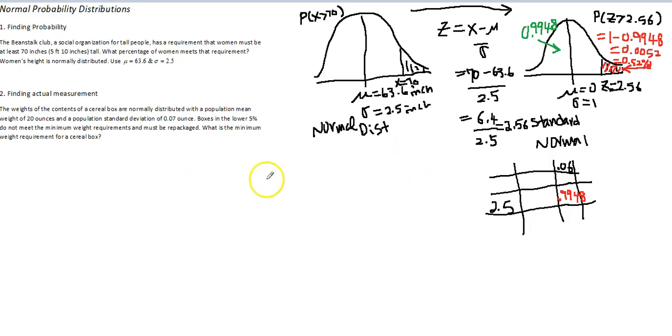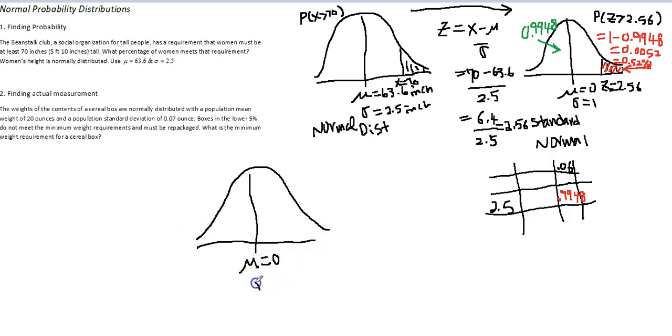So we want to know what the box weight will be for the lowest 5% that do not meet the requirements. I'm going to draw this. You have mu equals 0, sigma equals 1. Lowest 5% means this is going to be on the left-hand side, because if you go to the right, that would be the highest. So this is the lowest 5%. If you convert this into area, lowest 5% means 0.05.